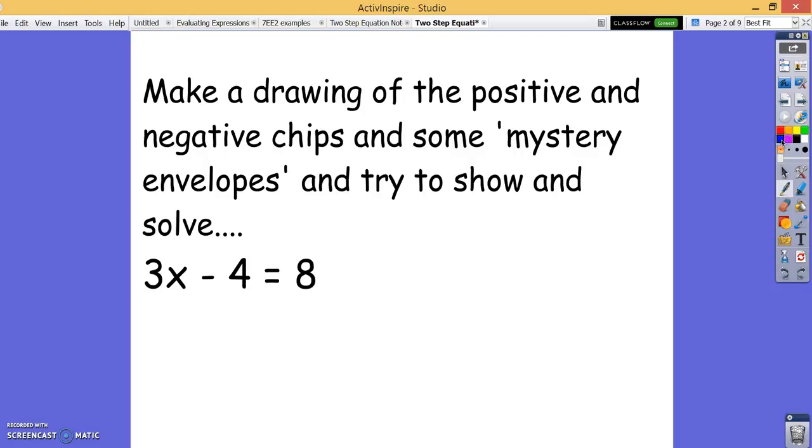Now, the mystery envelopes would be represented for the 3x because we would have 3 mysterious envelopes. We don't know how much is in each one. And then we have minus 4. So I'm going to put 4 negative chips or 4 red ones. Okay, now this part of the equation says 3x minus 4 equals, so I'm going to do a big huge equal sign so that you don't get it confused with the negative chips, and make sure you're drawing this along with me, equals positive 8.